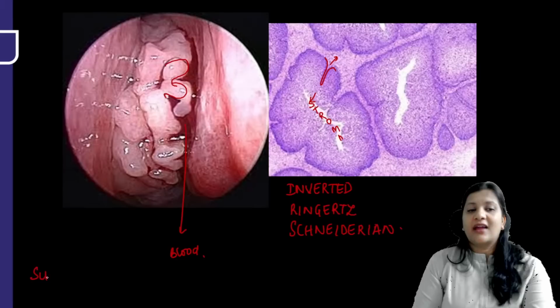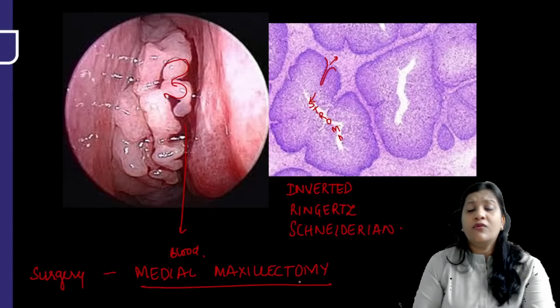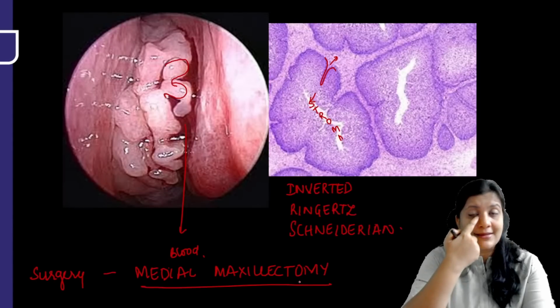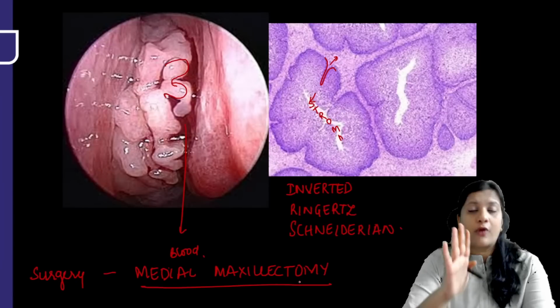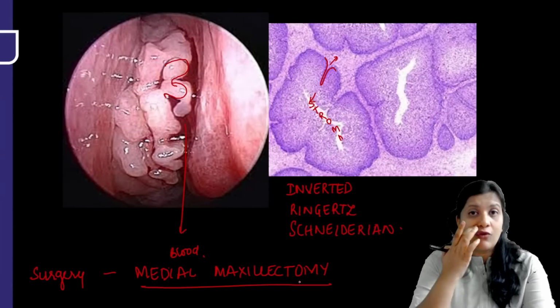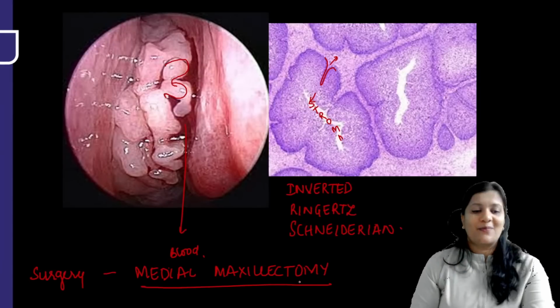So the surgery that you do is called medial maxillectomy. It originates from the lateral wall of the nose. So you remove the lateral wall along with the medial wall of the maxilla. You can do it with an external approach or an endoscopic approach, but the whole process is to remove the medial wall of the maxilla and the lateral wall of the nose. This is called medial maxillectomy.